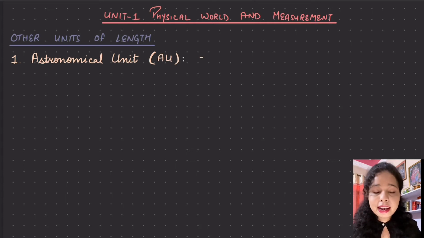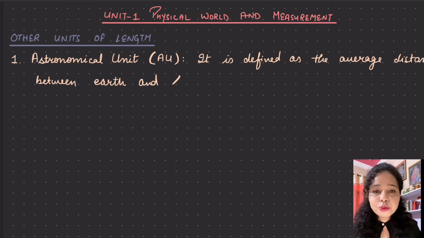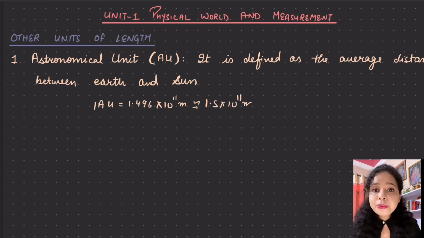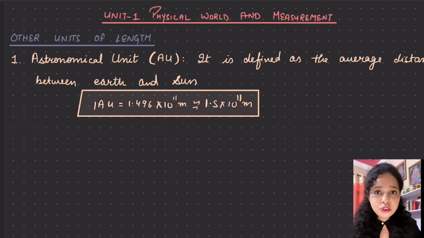So let us define an astronomical unit. It is the average distance between the sun and earth. So the separation between the earth and the sun is given by one astronomical unit, and the value of one astronomical unit is equal to 1.496 into 10 raised to power 11 meter. We can write it as one astronomical unit is nearly equal to 1.5 into 10 raised to power 11 meter. So the unit which describes the separation between the earth and the sun is called the astronomical unit, and hence it is a bigger unit of length.